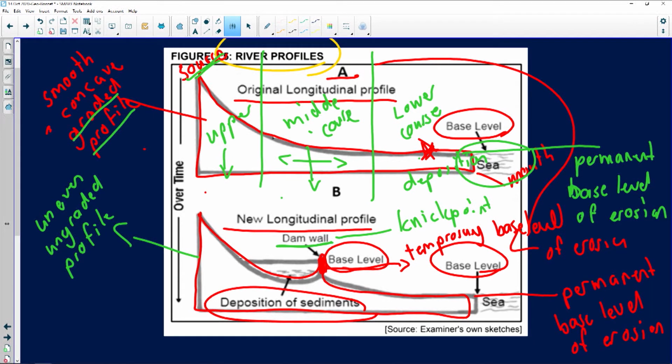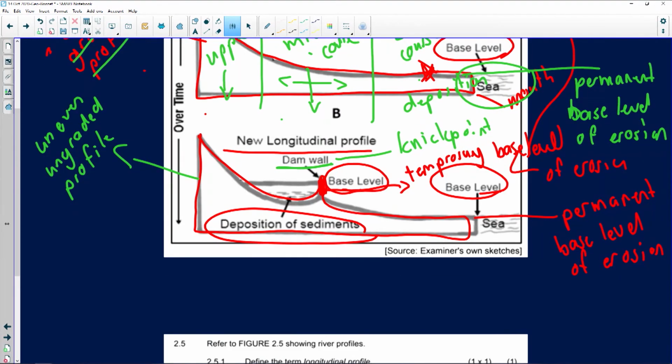So that's our river profiles. That's what's been given to us. They showed us a beautifully longitudinal profile from point A to point B. It's beautifully shaped, known as a graded profile. And then we've got an uneven profile. It's known as an ungraded profile. Very importantly, we have created with the dam wall a nick point. And the nick point is a temporary base level of erosion. Okay. But ultimate or permanent base level of erosion will always be where the river enters the ocean. But let's have a look at the questions that's being asked.